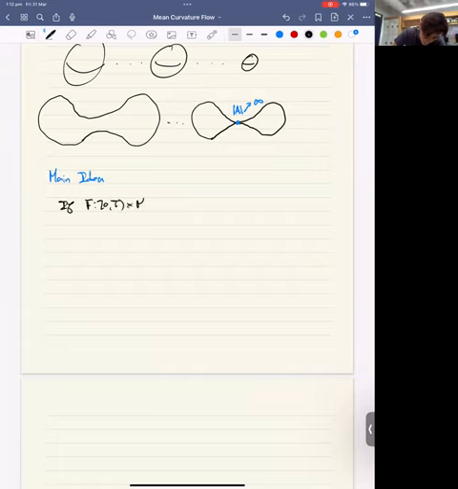So I'm going to have my mean curvature flow in R^(n+1), and there exists C.